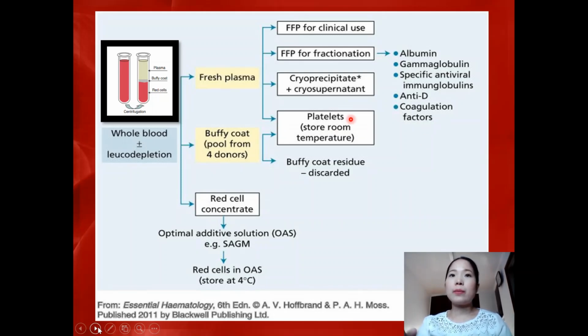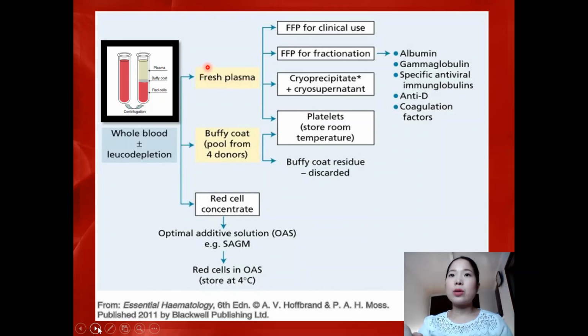As you will see, all of the cellular elements and the fluid elements have different uses. For the packed red cells, later on you will see the different indications for transfusion. We will also see the buffy coat specifically for the platelets. We need to transfuse a patient who is thrombocytopenic and bleeding with these random platelets.